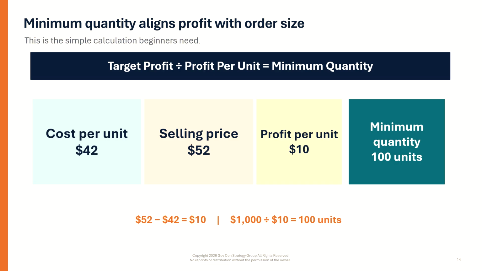So the question becomes, how many units do you need to sell to make $1,000 in profit? The math is simple. $1,000 target profit divided by $10 profit per unit equals 100 units. That means you need to sell 100 units to reach your $1,000 profit goal. If you earn more profit per unit, you can sell fewer units and still reach your profit goal. If you earn less profit per unit, you will need to sell more units to reach the same goal. This is why price matters. A small change in price can create a big change in the number of units you need to sell.